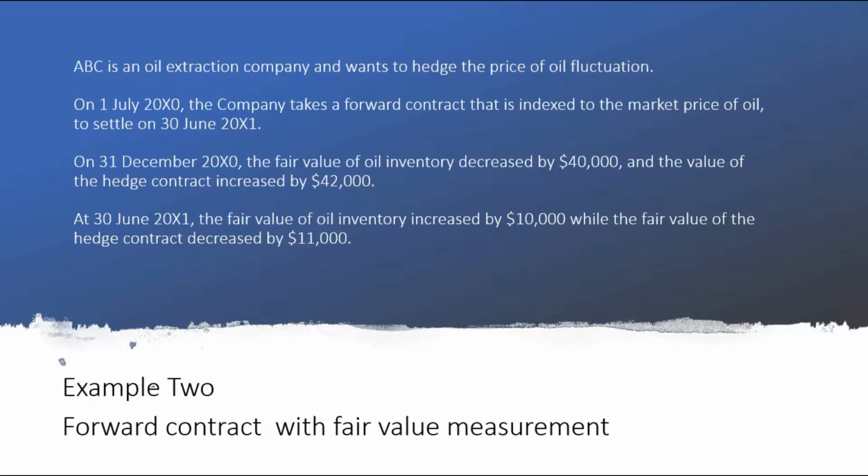Let's look at another example. In this instance, ABC is an oil extraction company that wants to hedge the price of oil fluctuation. On 1st of July, the company takes a forward contract. This forward contract is indexed to the market price of oil, and the contract is to be settled in a year's time, on 30th of June in the following year. On 31st of December, the fair value of the oil contract decreased.